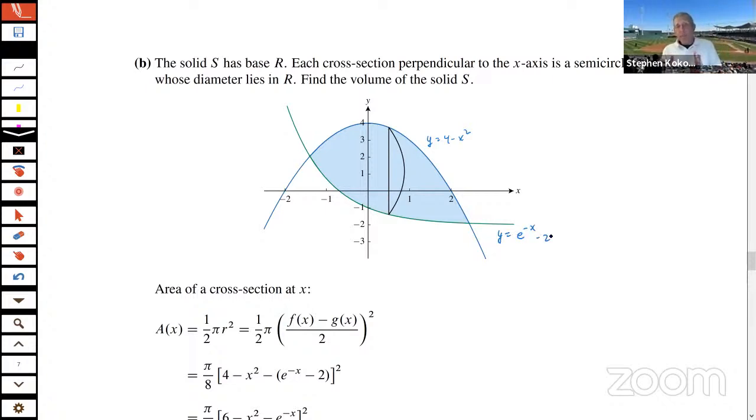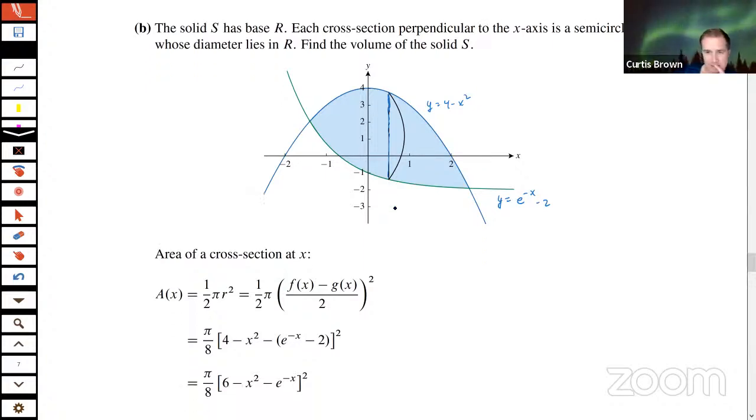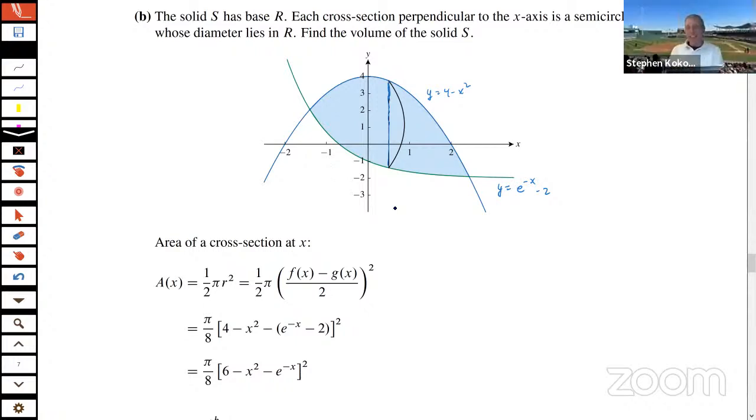This time, each cross-section perpendicular to the x-axis is a semicircle whose diameter, here it is, lies in R. Hey, that's not a bad picture. Can you see that semicircle, Curtis, kind of coming up from the paper? Yeah, it's coming up at you. Okay. I had it going on the opposite side in my head, but in your picture, sure, coming up from the paper, that's fine. Okay. All right. I'm going to scribble just a little bit off to the side.